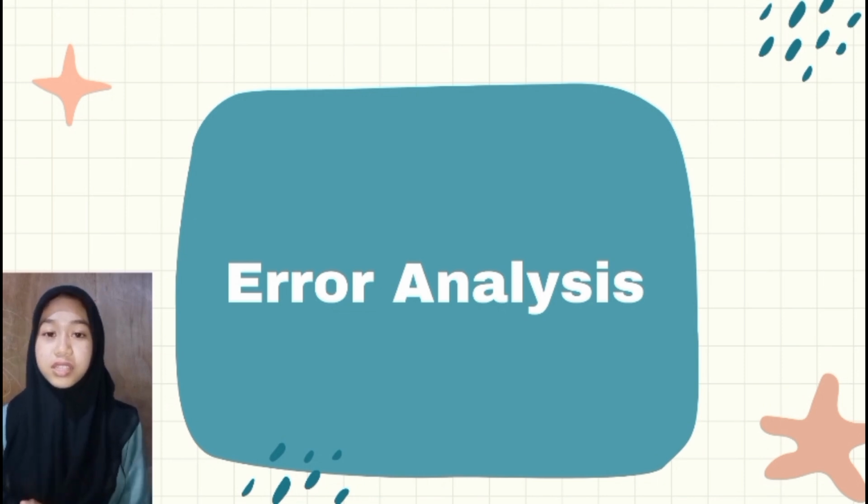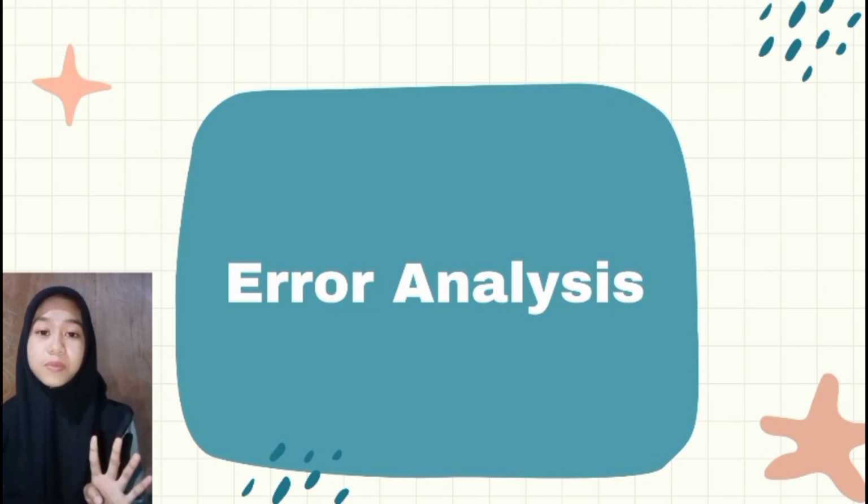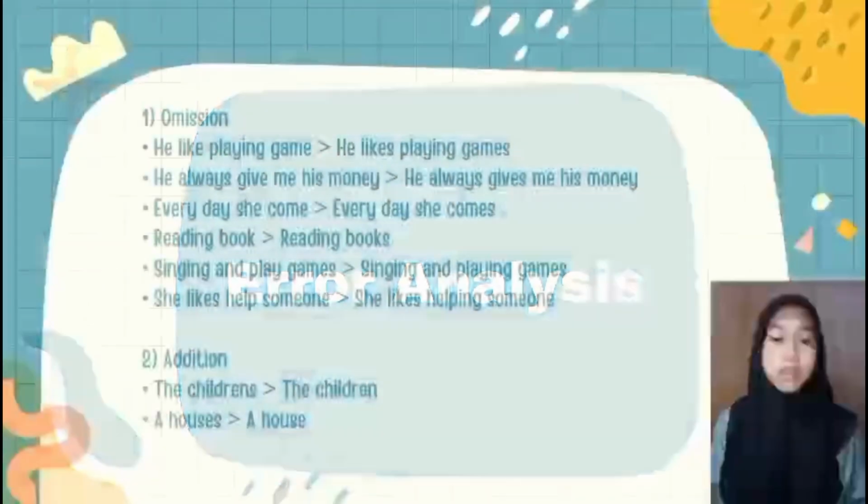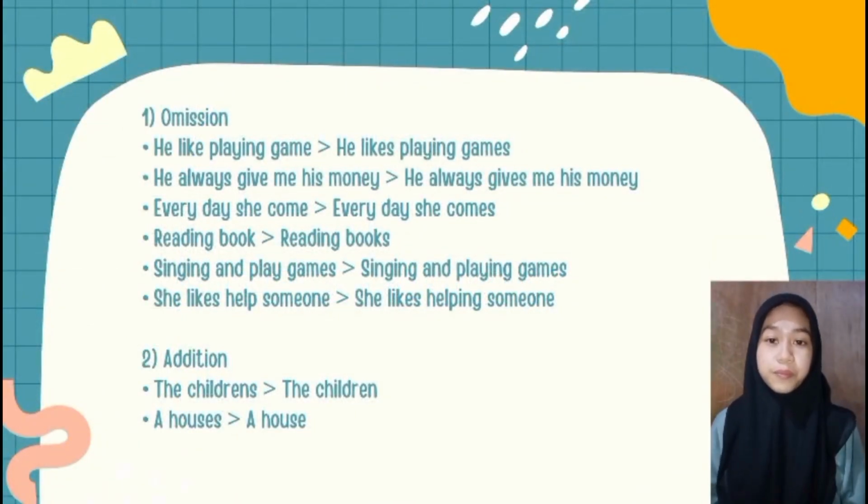Alright, on this occasion, I will explain several types of errors analyzed in English. In this section, there are four types of errors: omission, addition, substitution, and misinformation. First is omission. Omission is an error that happens when a word or grammar element is missing in a sentence.